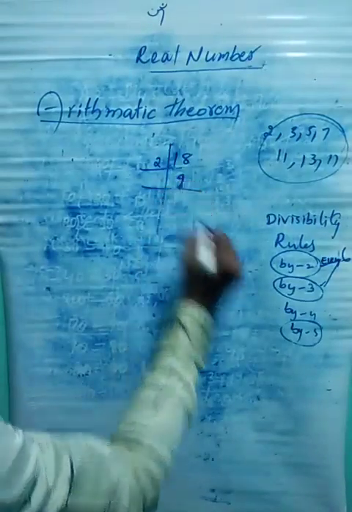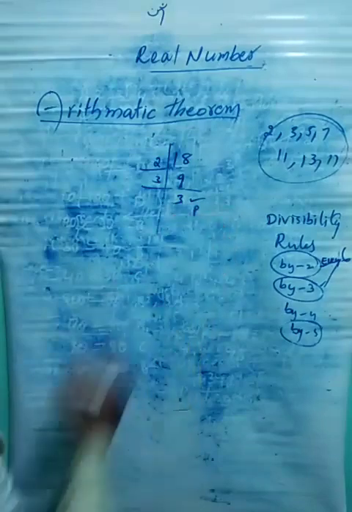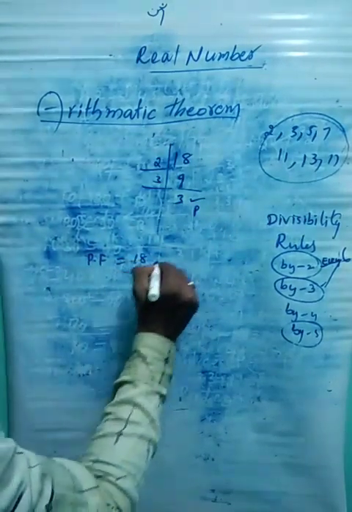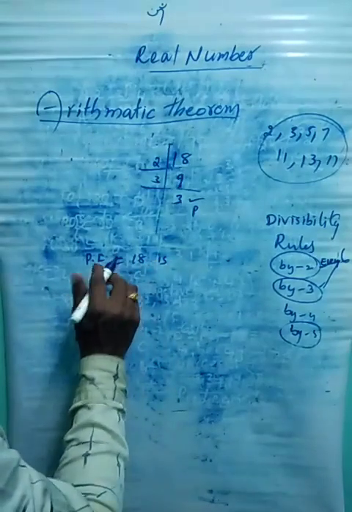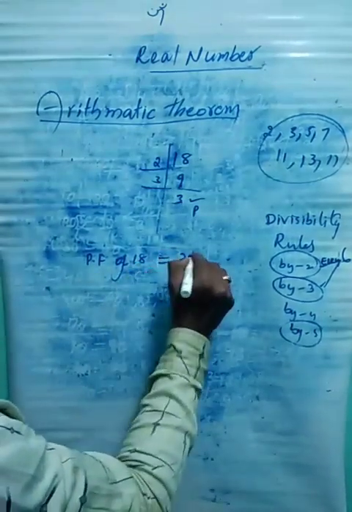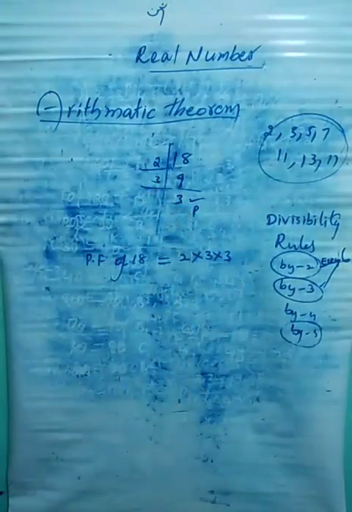Only one digit is there. 9 in the 3 table is there. That's why 3 3s are 9. Now 3 is also a prime. Now we have started. Prime factors of 18 is 2 into 3 into 3. 2 3s are 6, 6 3s are 18.